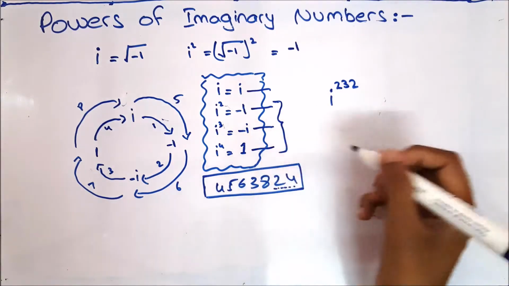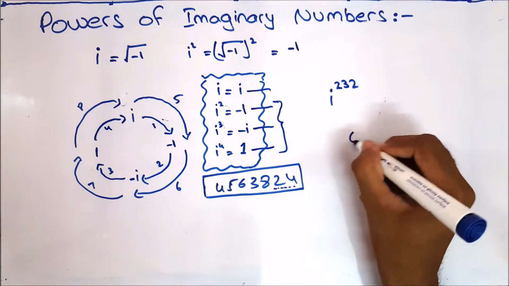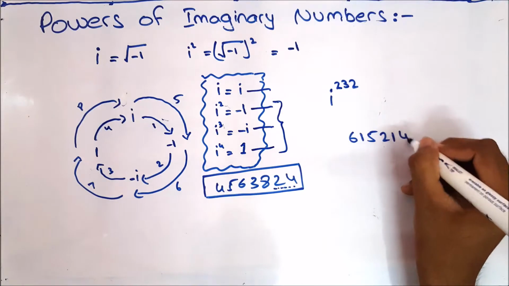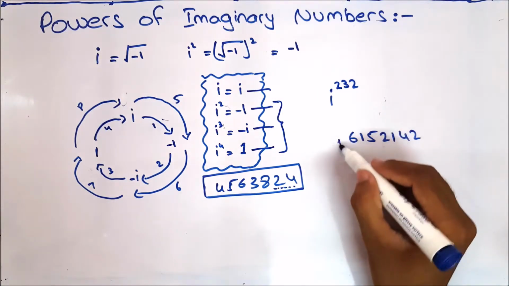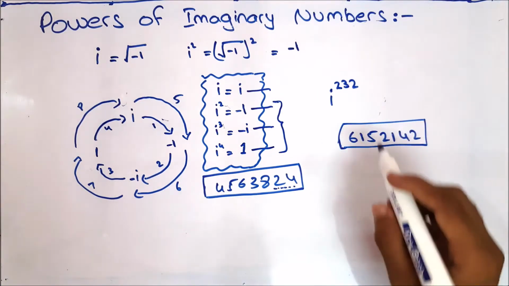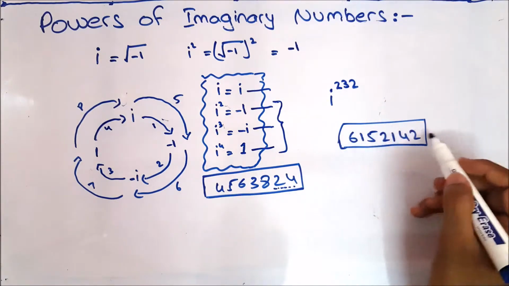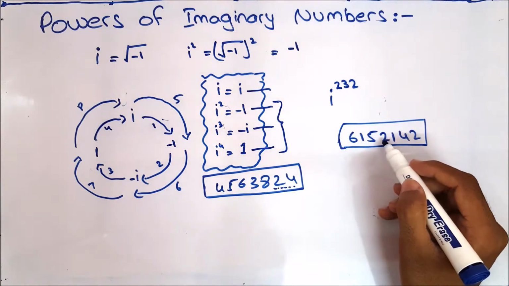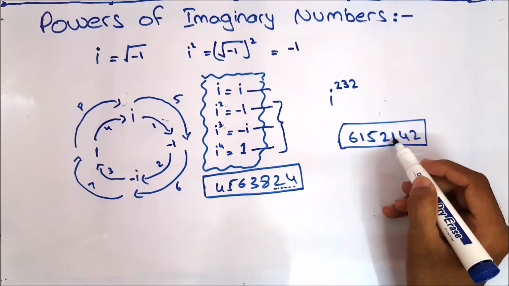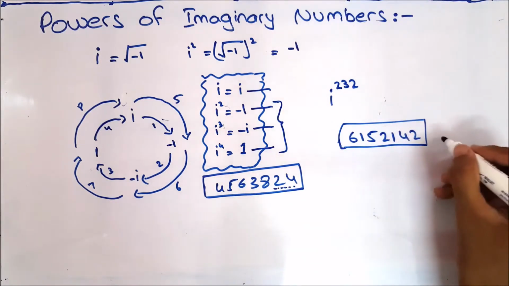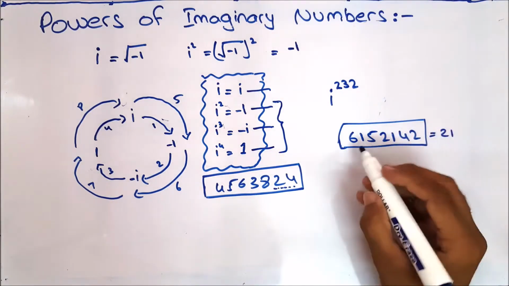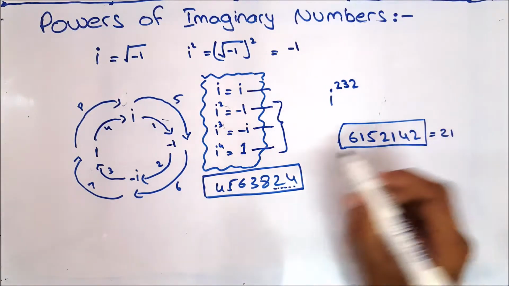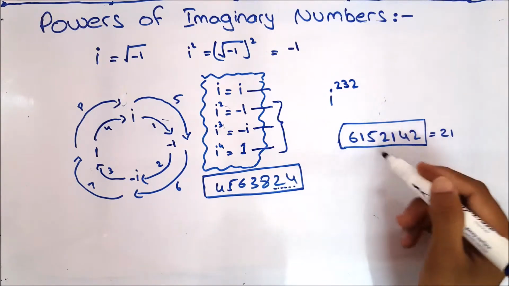For 3, the trick is, suppose we have a number 6, 1, 5, 2, 1, 4, 2. I just took a random number. We have to add all these digits. 6 plus 1, 7, plus 5, we get 12, plus 2, 14, plus 1, 15. 15 plus 6, we get 21. We add all these numbers, and if the result is divisible by 3, then we know that this number is divisible by 3.